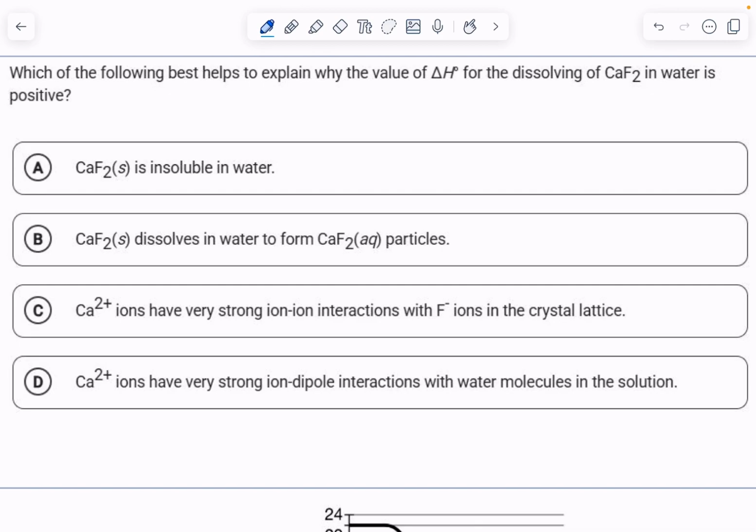Without looking at the answer choices, let's just talk about what's going on. CaF2, we should be able to realize, is a salt. That's an ionic solid, calcium being the metal and fluorine being the nonmetal. And when it's in water, it's going to dissolve. When it says delta H is positive, that means it's an endothermic reaction. That means energy needs to be going into the system in order to make the salt break apart.